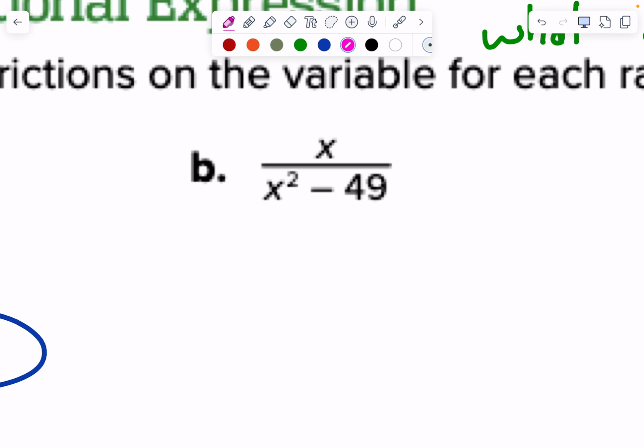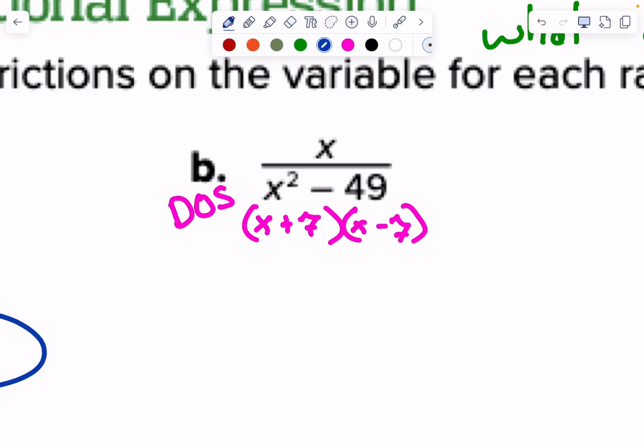But x squared minus 49 is a difference of squares, right? Okay, it breaks down into x plus 7, x minus 7. Now, we don't care about the x on the top. We care about the x on the bottom.